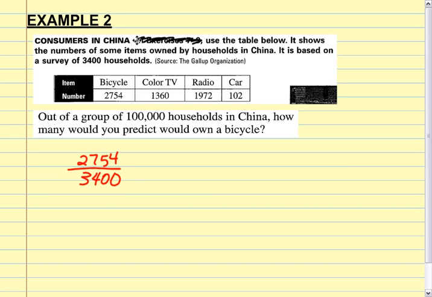Using the first example, what do you think I need to do? Catherine told me that this is the probability of me picking a household that has a bike. How many households out of 100,000 do we expect to have bikes? What do I do? Raise your hand. Ian.